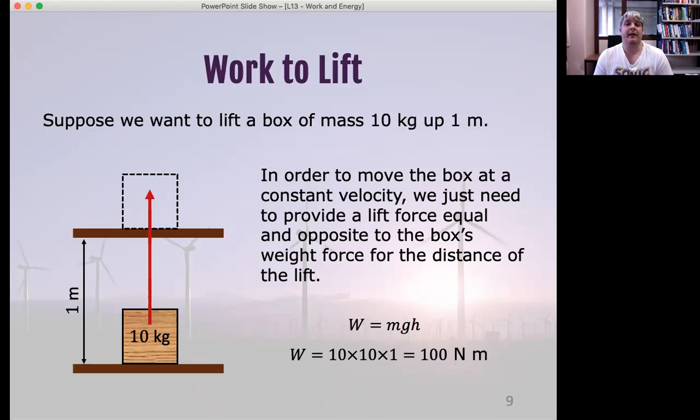So if we are applying a force of mg for some distance h, then the work we have done is mg times h, or just mgh. If it's 10 kilograms, we'll set gravity to 10 just for simplicity, and we're going up 1 meter. That gives us a work done of 100 Newton meters, or 100 joules. So our work to lift a 10 kilogram mass up 1 meter is 10 times 10 times 1, 100 joules.